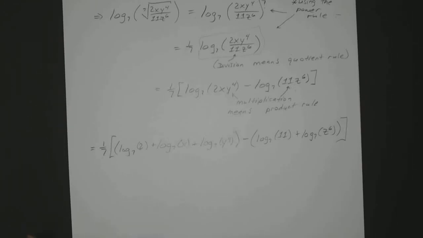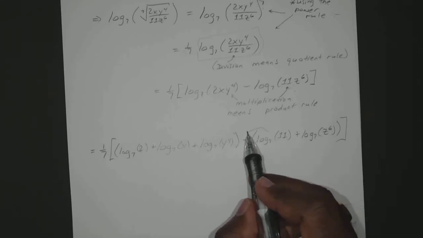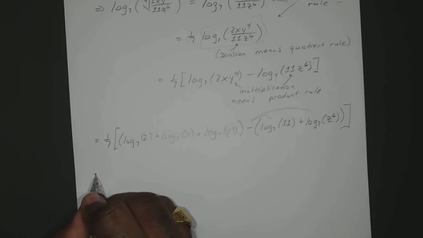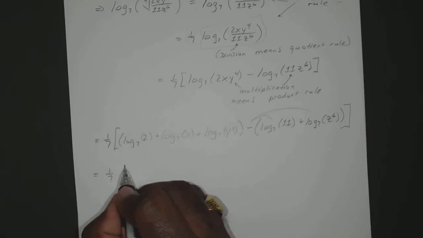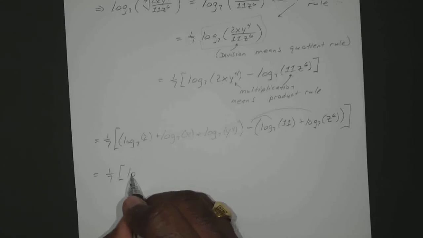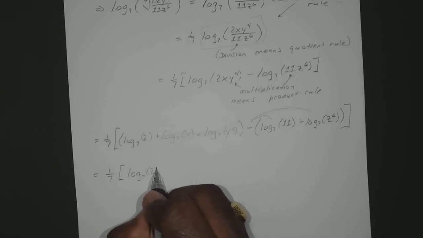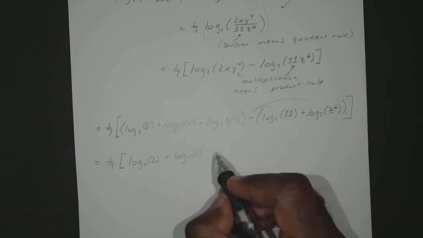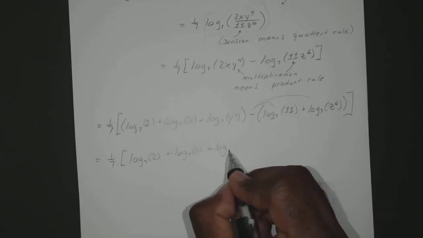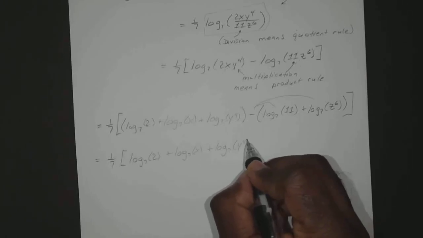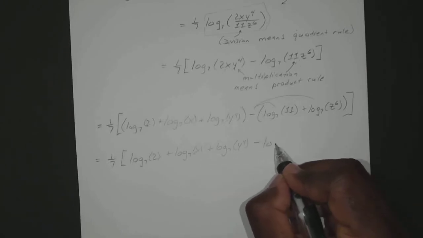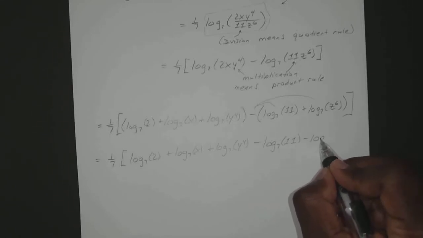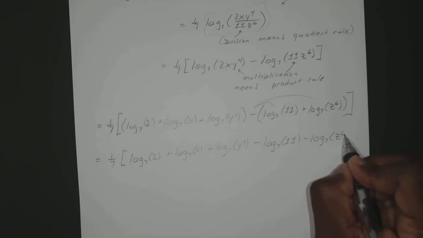All right. Okay, so if we want to go ahead and distribute that to get rid of the parentheses, there's nothing in front of here, so we can just drop those. That's 1 over 7 times log base 7 of 2 plus log base 7 of x plus log base 7 of y to the 4th minus log base 7 of 11 minus log base 7 of z to the 6th.